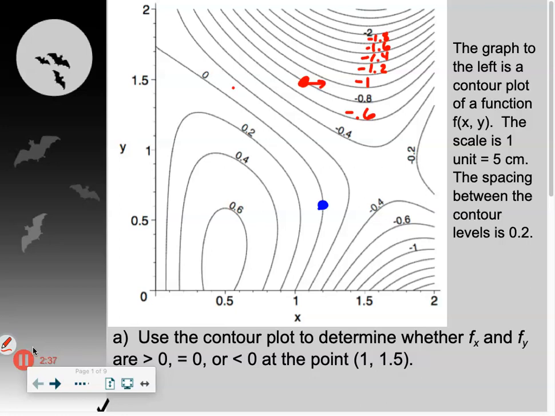Let's talk about f sub y from that point. f sub y says x gets held constant, and we're going this way. As y increases, what's happening to z? It's still decreasing. The z values are getting lower. Does everyone see that? So both f sub x and f sub y would be negative at the first point.